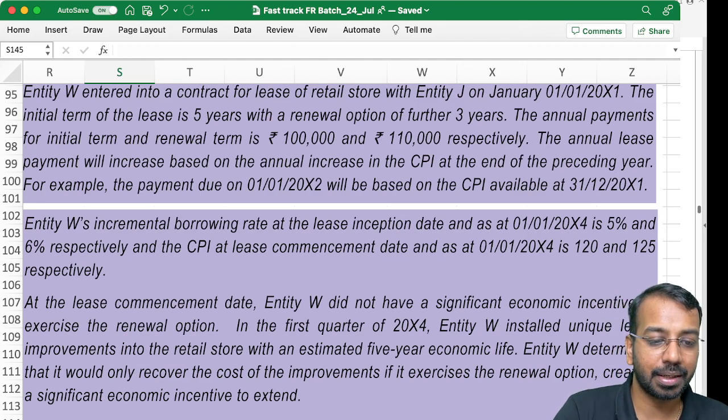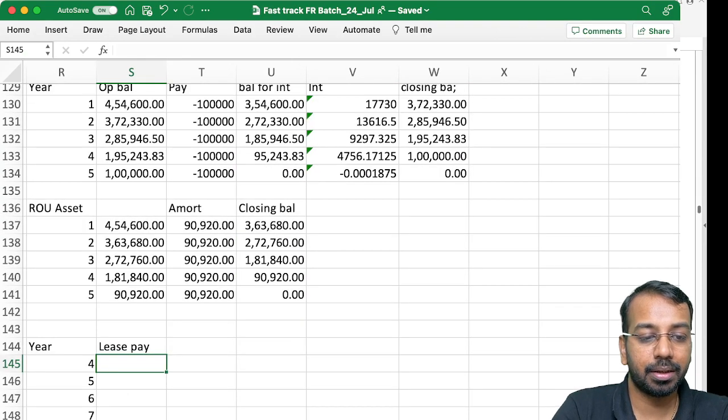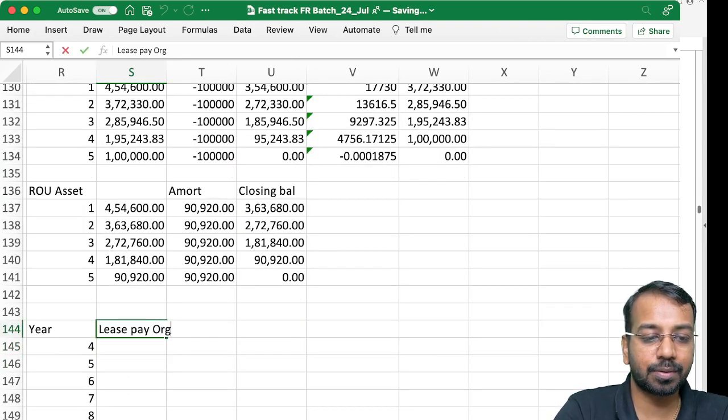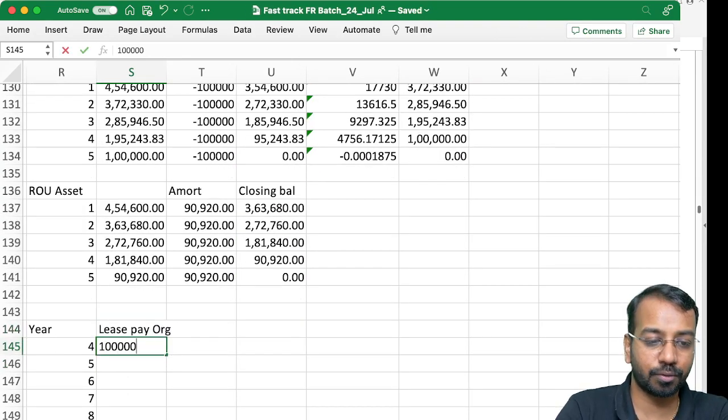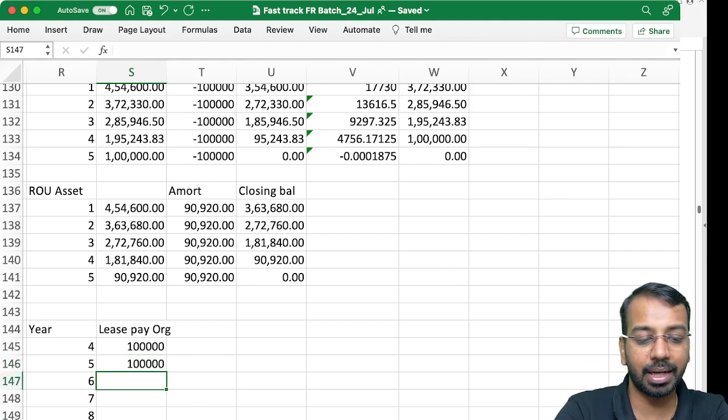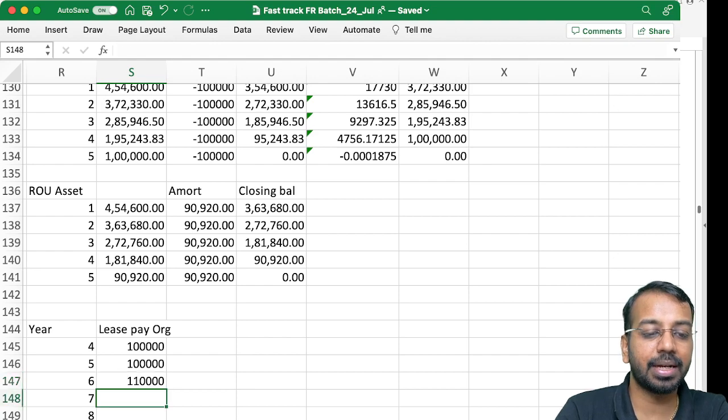Now what has happened here is, original lease payment is 100,000 for year 1, 100,000 of year 1, what we have initially estimated, and then 110,000 for year 6, 7 and 8.